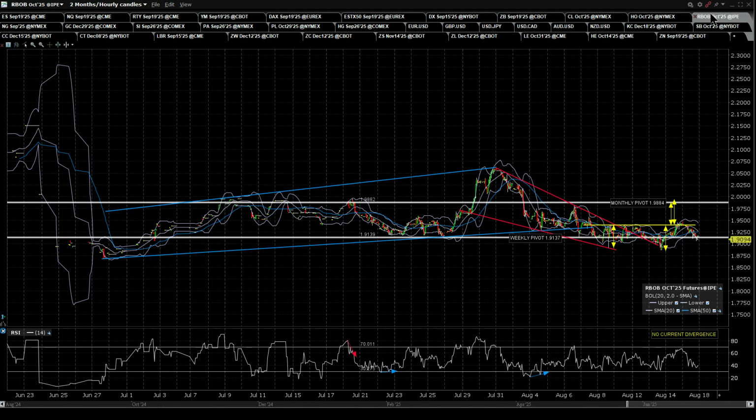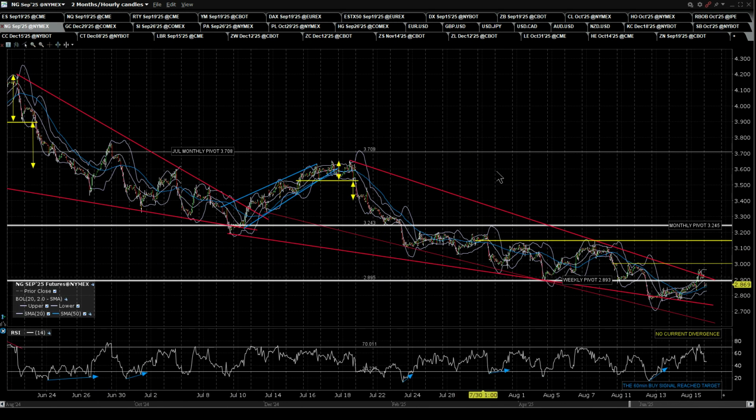I'm looking at RBOB. We've got a little double bottom here, which is in the process of failing, I think, because I think we're looking really for a retest of this low here, which I've got in about the 1.865 area. And I'm not, again, seeing much of a reason to think that won't get made.